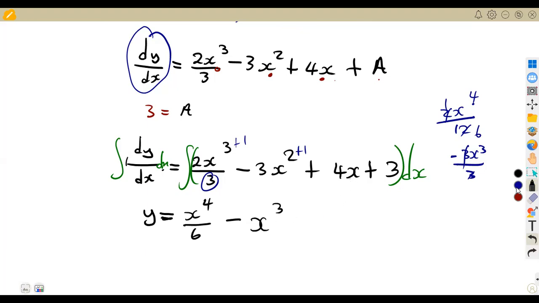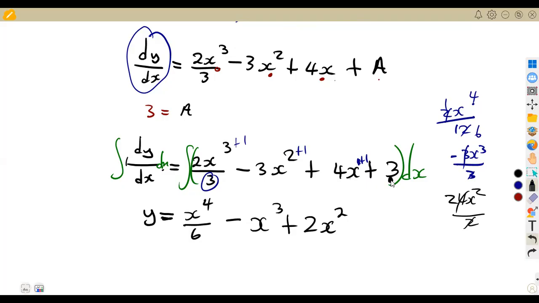We do the same thing on 4. It's already a 1, so we add a 1. So it was going to give us 4x to the exponent of 2 over 2. So this and this cancels. So we're going to obtain 2x squared in this case, all right? So this was going to give us 2x squared.